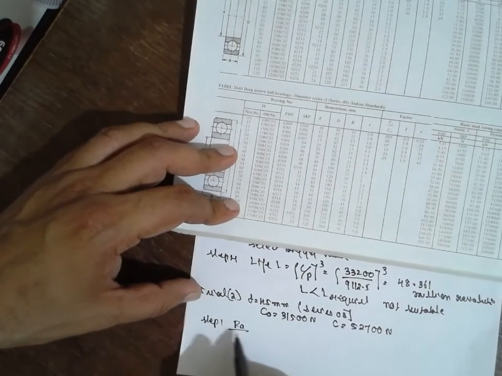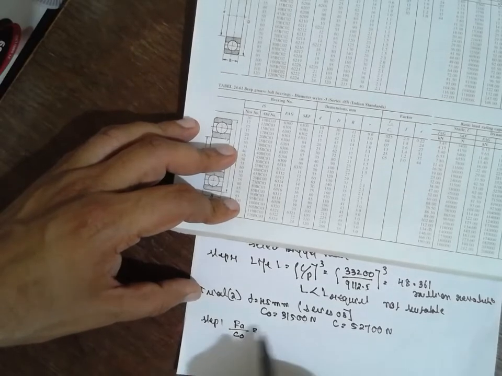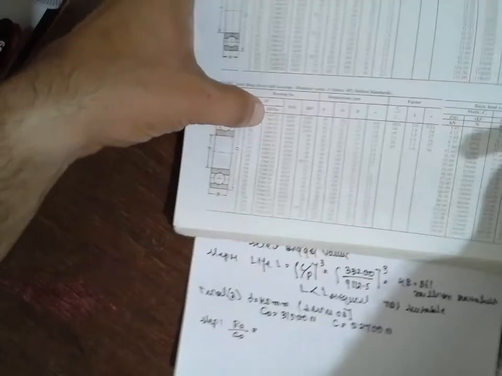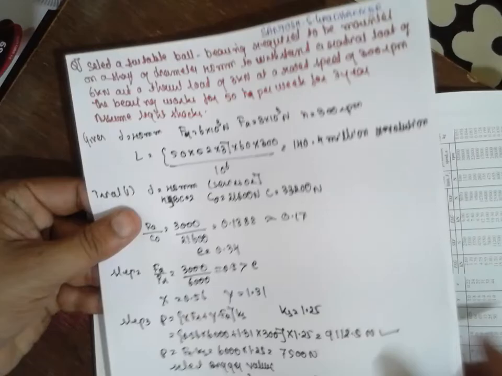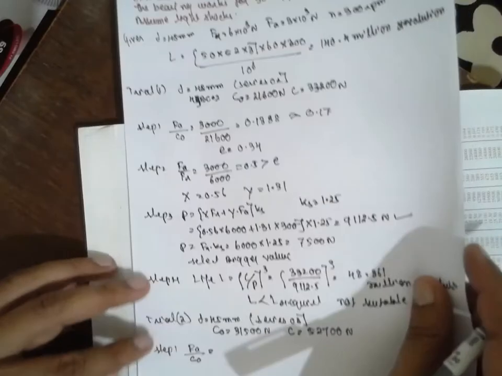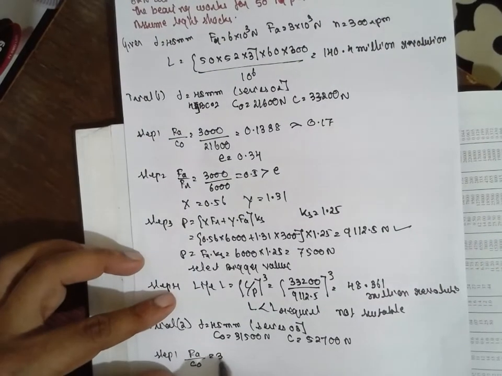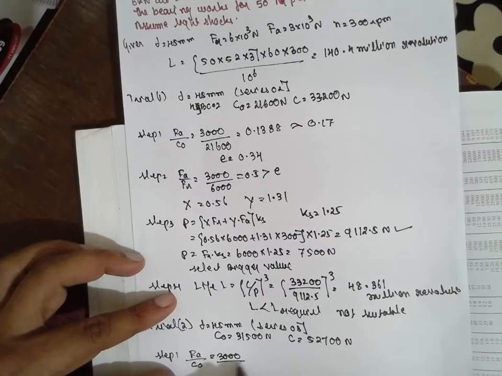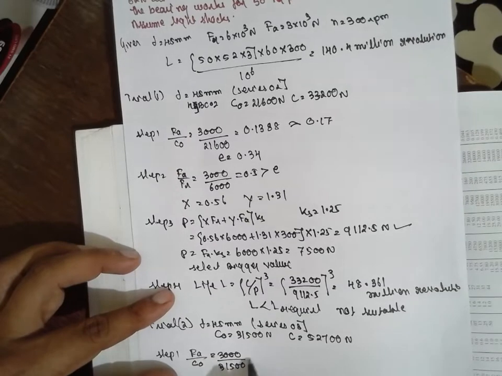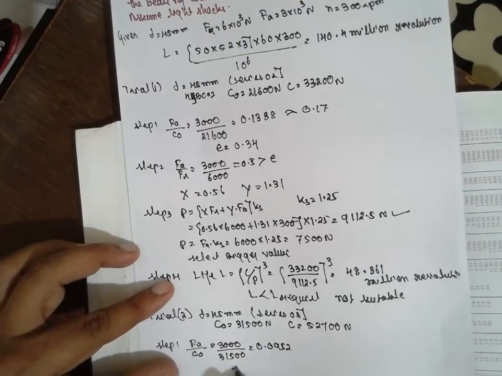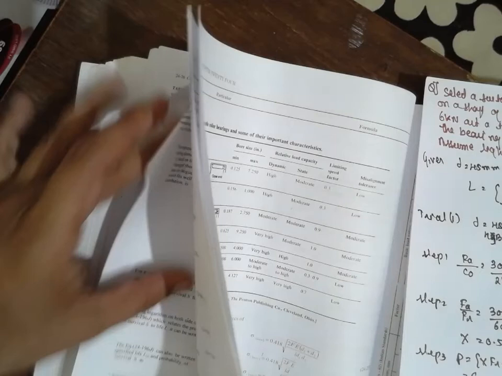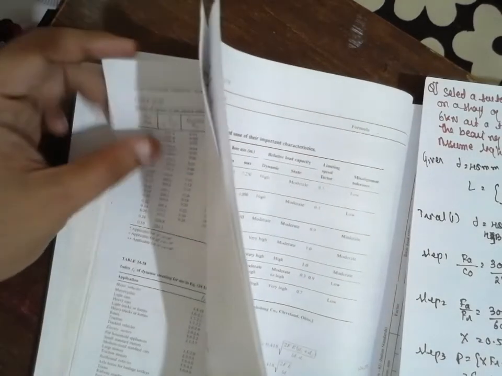Step one. FA by C naught. What is FA? FA is nothing but 3000 divided by C naught 31500. The answer will be 0.0952. Therefore, the E value will be obtained by using page number 72 in the data handbook.